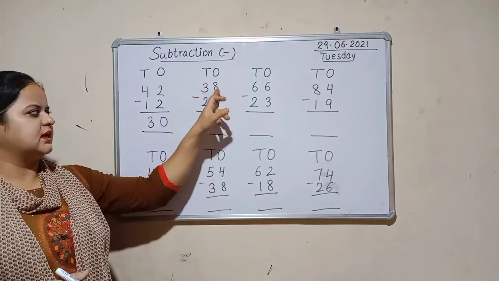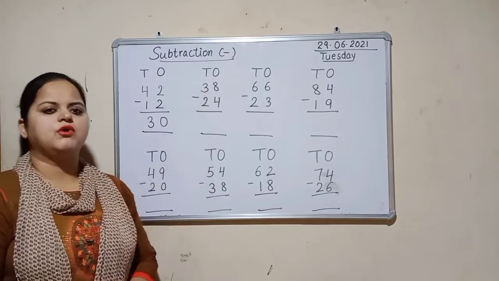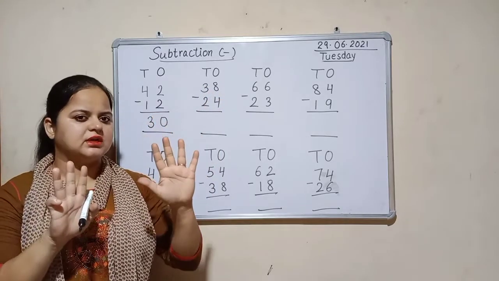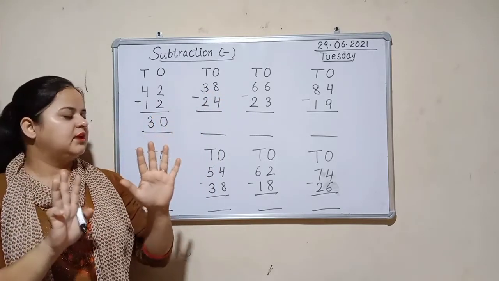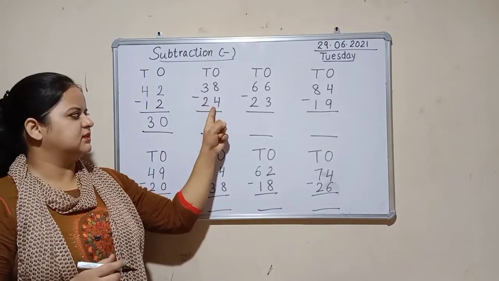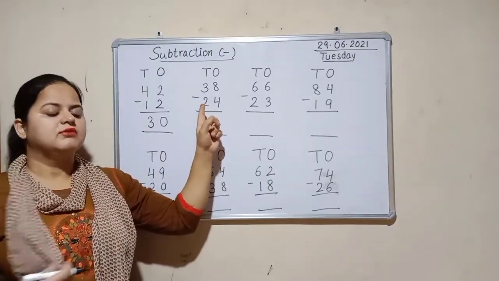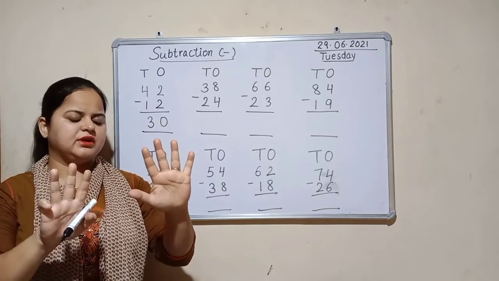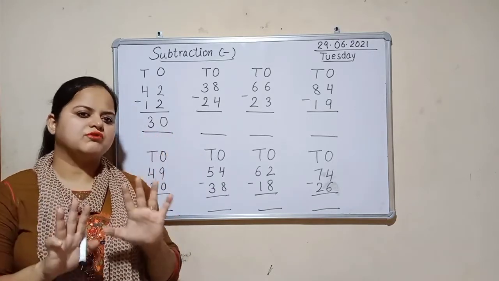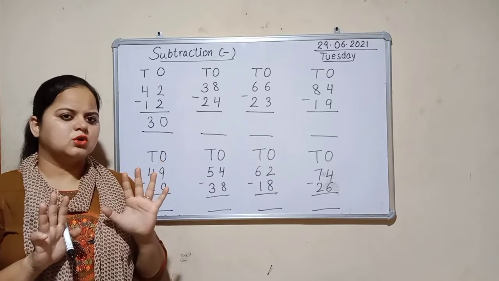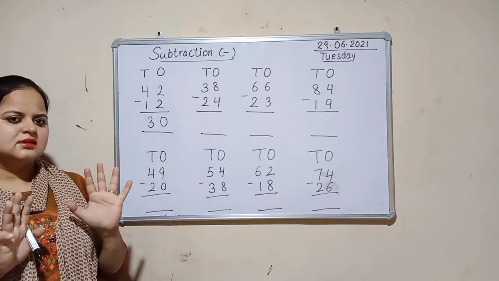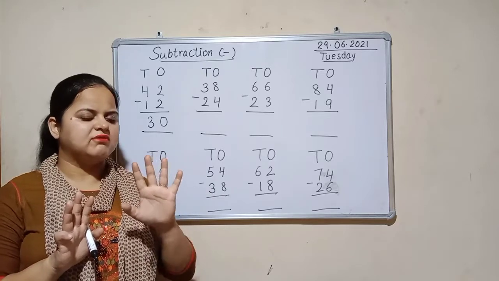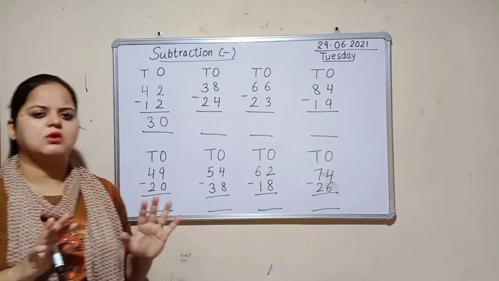The next is 38 minus 24. 8. Open 8 fingers like this. Now close 4 from these 8. Here we have 4. So we will open 8 fingers and close 4 from these 8. Close in your hand. Close 4 fingers quickly and tell me what is the number you have left. How many fingers you have now?